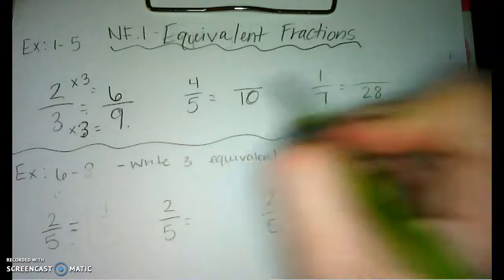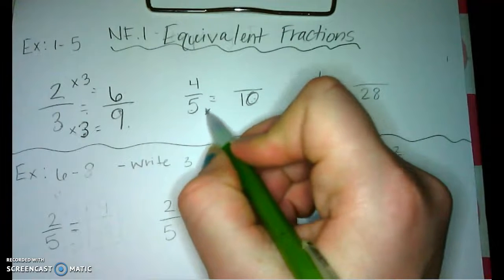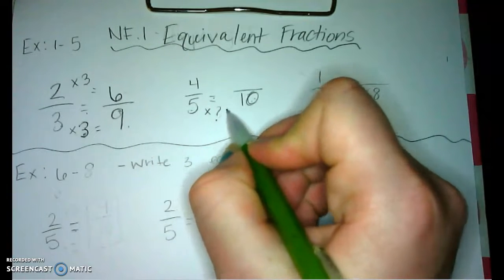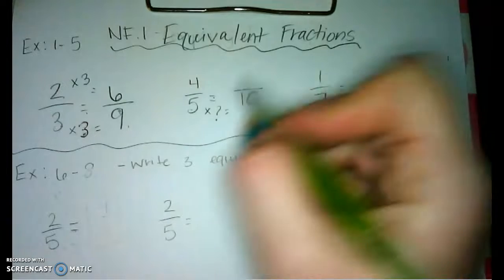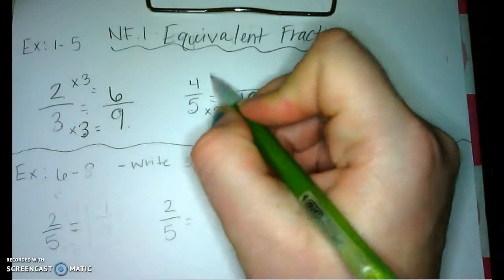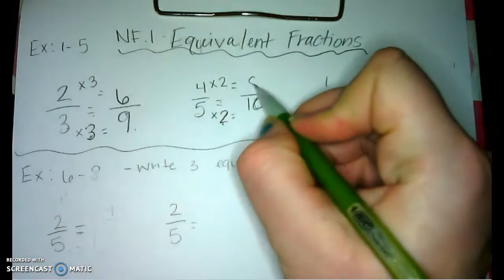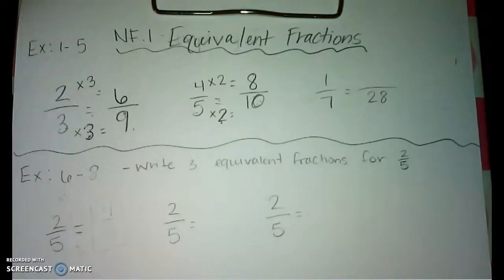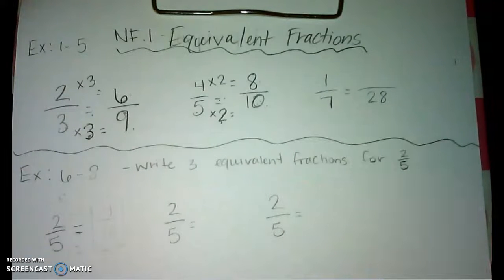All right, next problem. Same here. I have two denominators, so I have to find the relationship. So 5 times what equals 10? I count up by fives. 5, 10. So 5 times 2 equals 10. So I need to go to the top and do 4 times 2 equals 8. Okay, so 4/5 is equivalent to 8/10. And remember, equivalent just means equal.